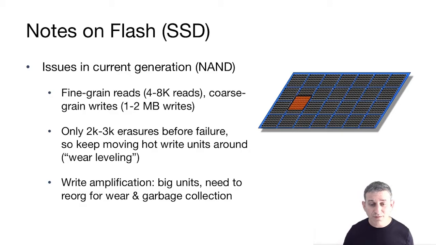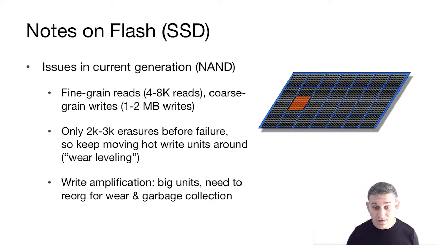It allows very fine-grained reads, so you can read pretty small amounts of data, 4 to 8K at a time. So you can point to a location on the flash disk and read as little as 4K. But writes actually are bigger. Writes are coarse-grained. You write in units of 1 to 2 megabytes. And this complicates life a bit for the flash disk.